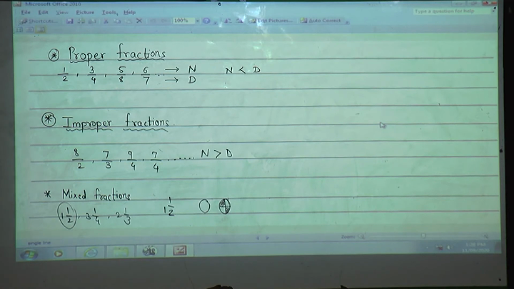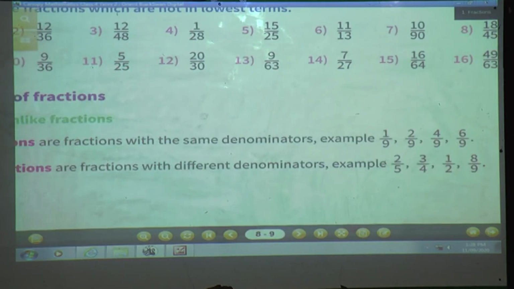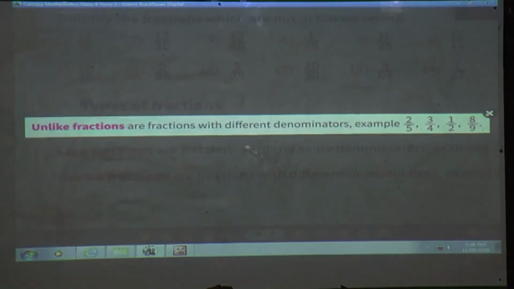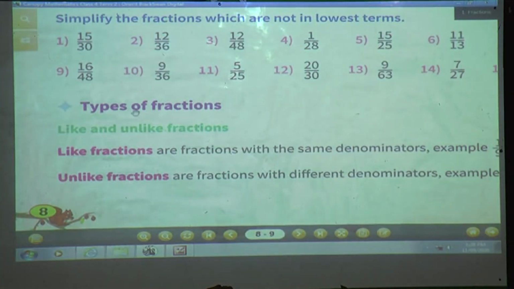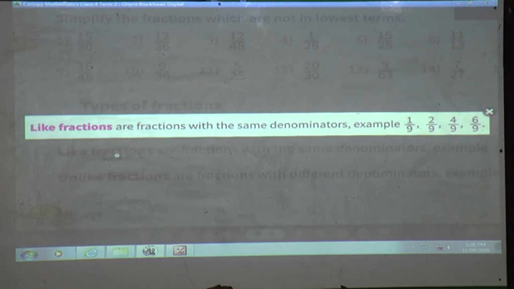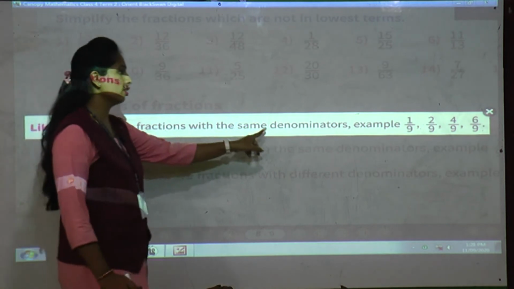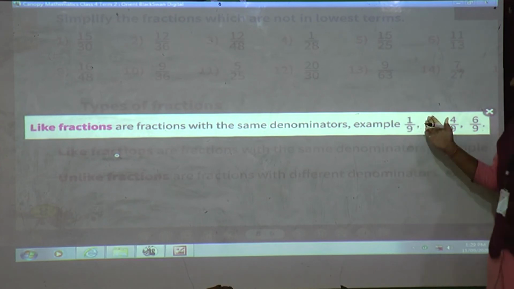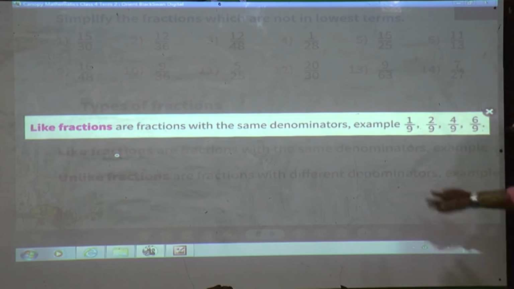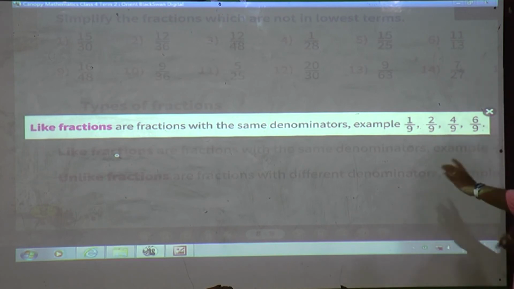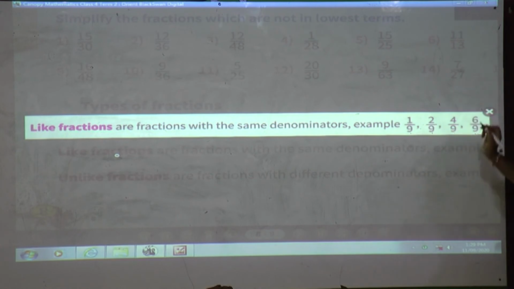Open your page number 8, everyone. Now see, just now I explained about the types of fractions. There are two types, like and unlike. In that, first, what are like fractions? Like fractions are fractions with the same denominators. For example, 1 upon 9, 2 upon 9, 4 upon 9, 6 upon 9. Can you observe the denominators are the same? Like fractions are fractions with the same denominators. Clear?